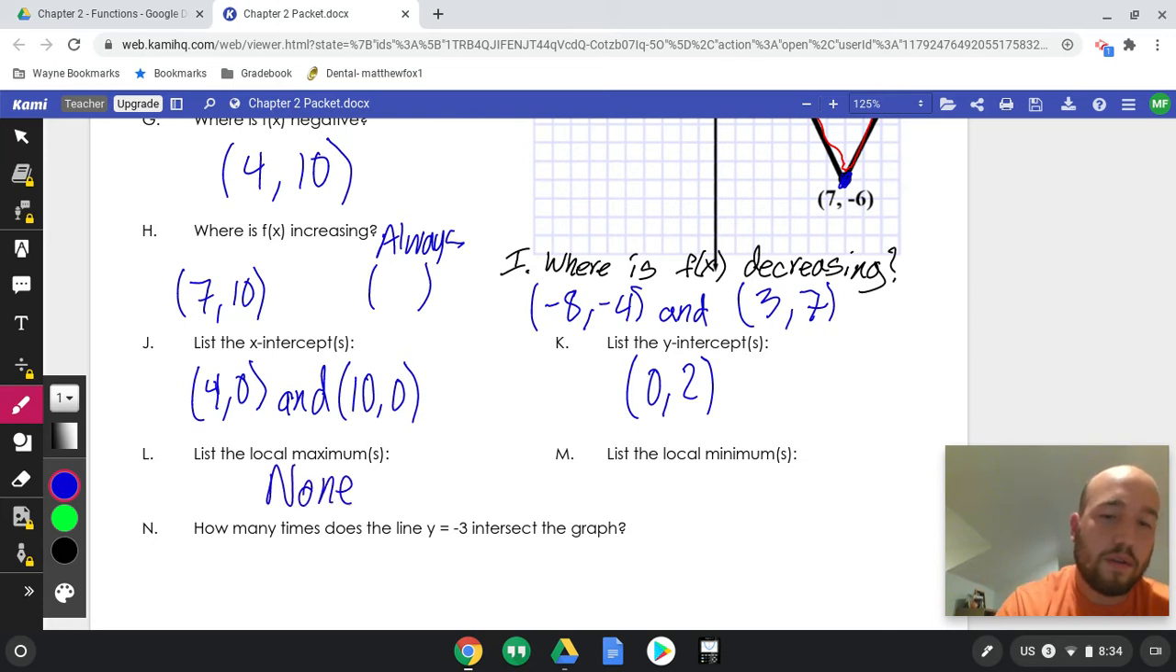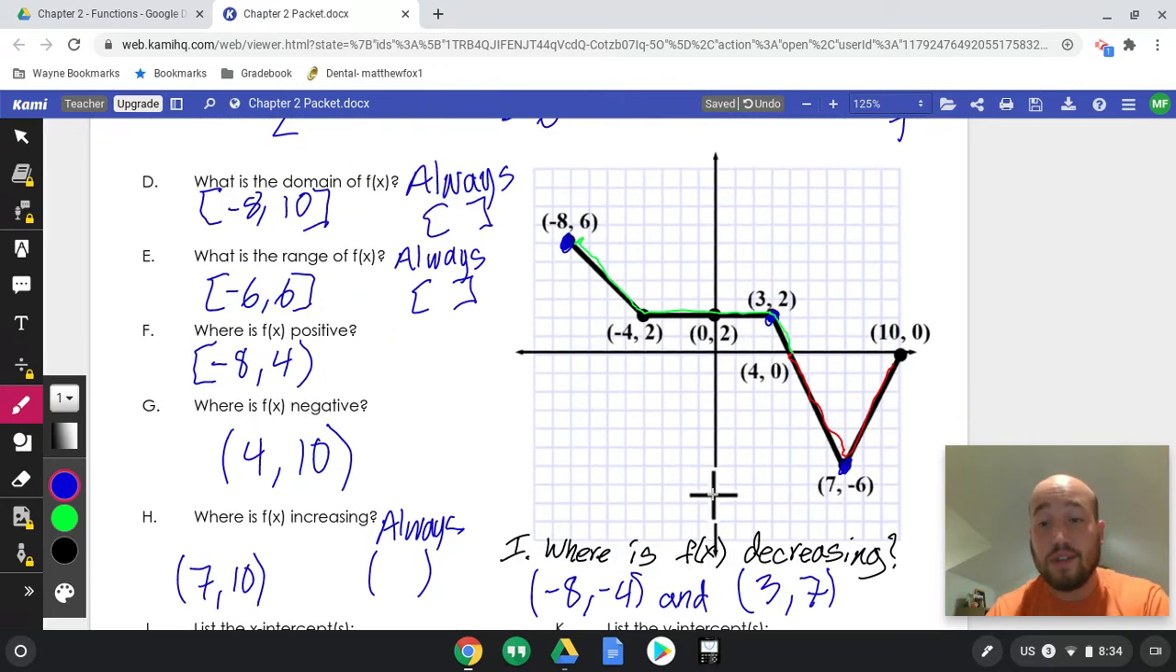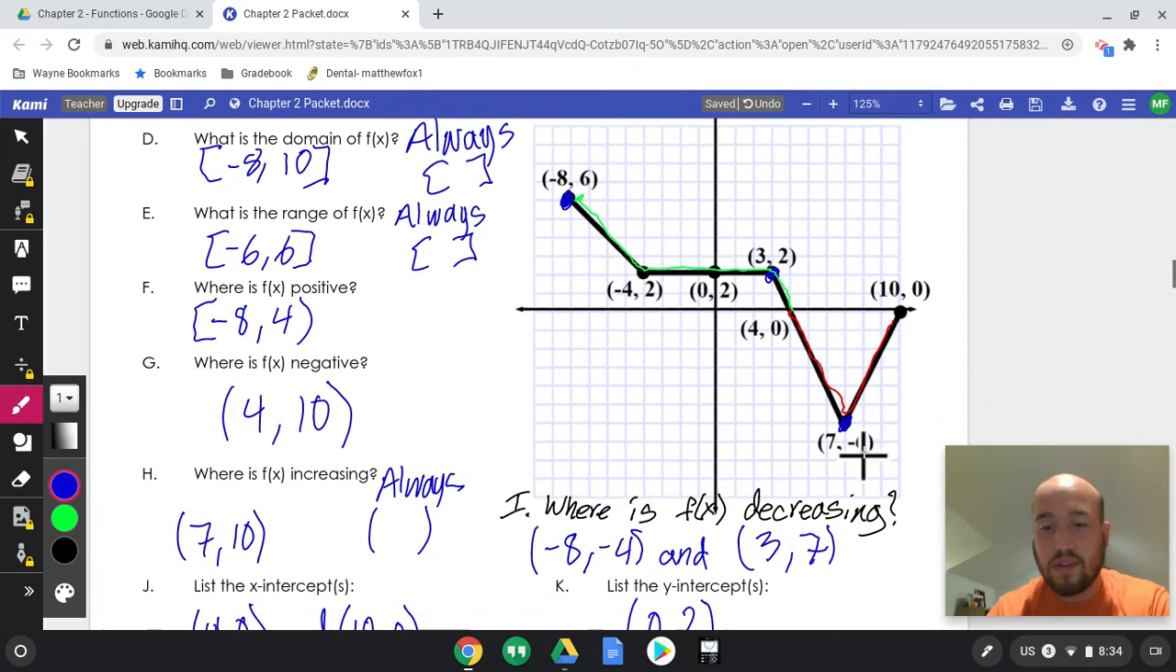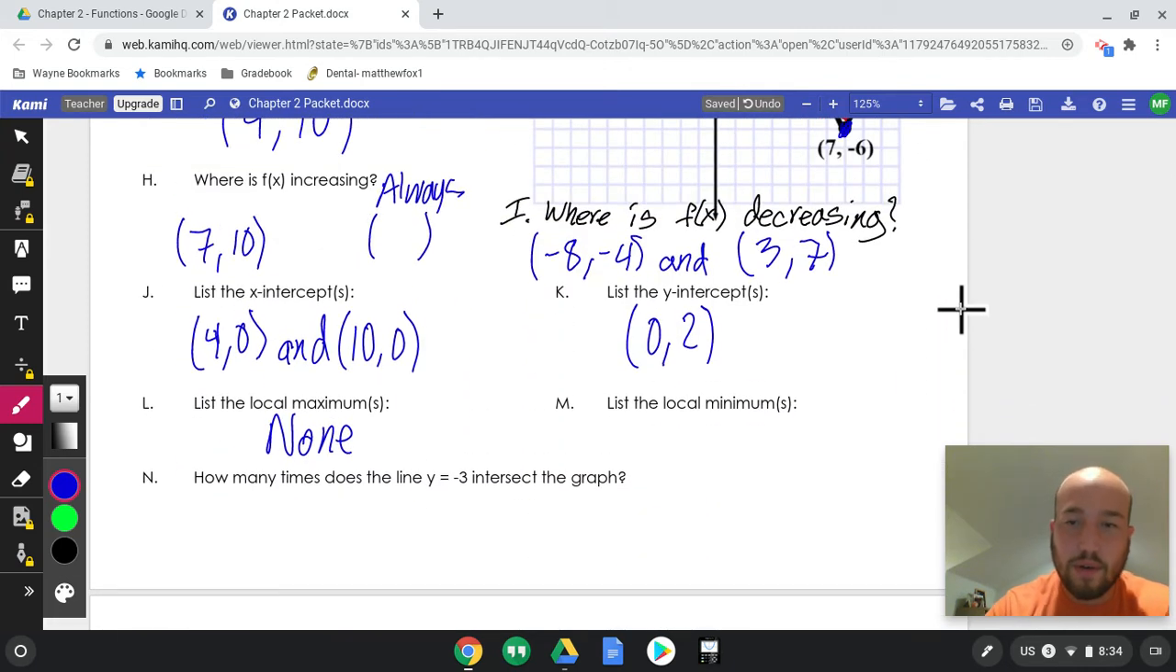And our final two here, list the local minimum. This is the opposite. It was decreasing, and now it's increasing. So right here, it was decreasing, and now it's increasing. So (7, -6) will be our answer for that one.